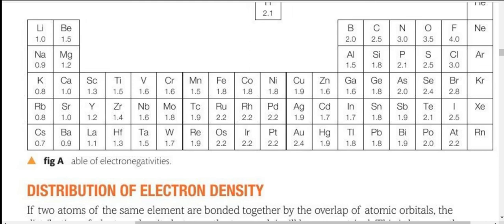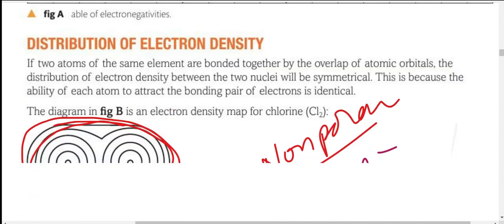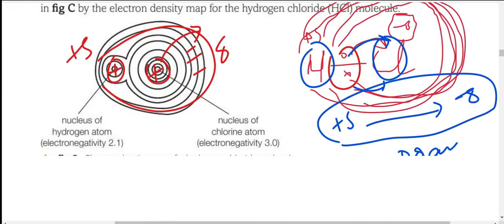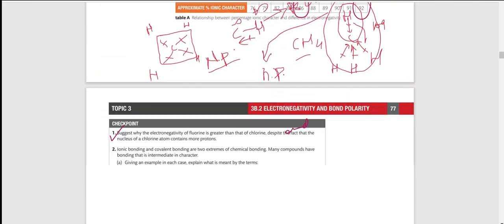Now, C and Br, from the table, I'm going to pick C and Br. C is 2.5, Br is 2.8. So 2.5 and 2.8, the difference is 0.3. Okay? So let's move on to that area and put the value for this bond. So CBr, I'm getting 0.3. CCl, we will see that one.